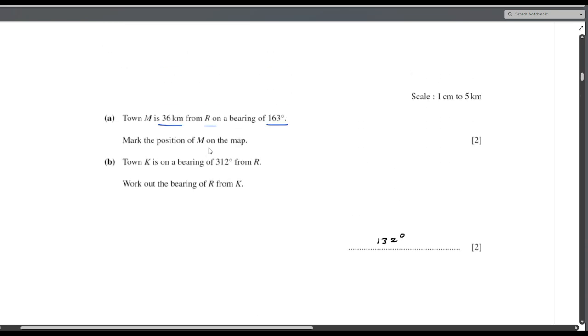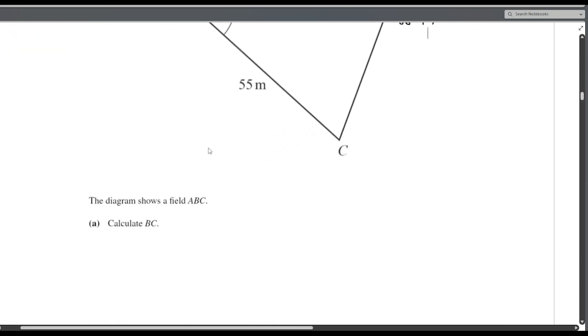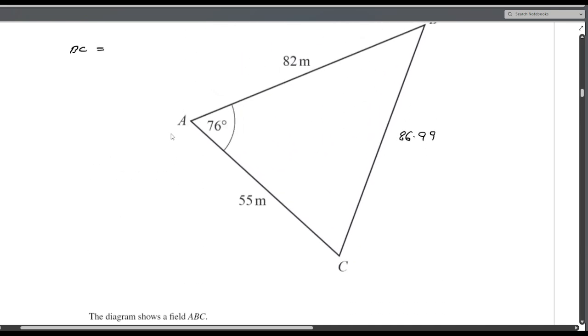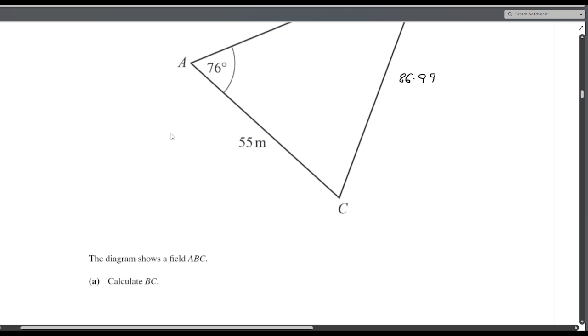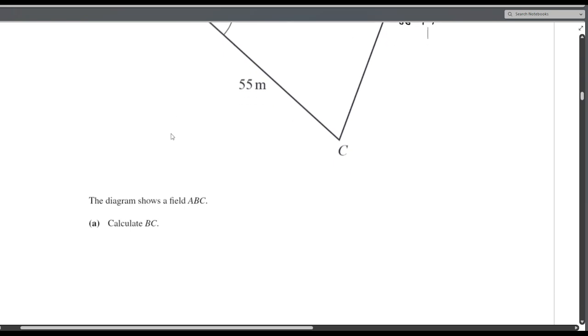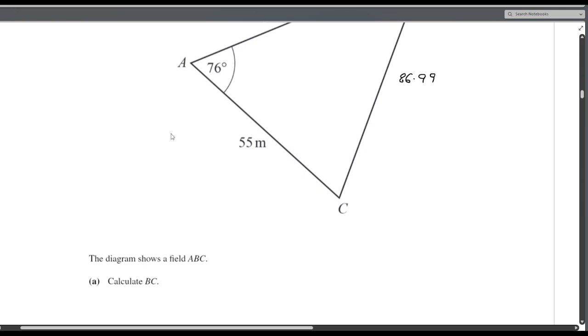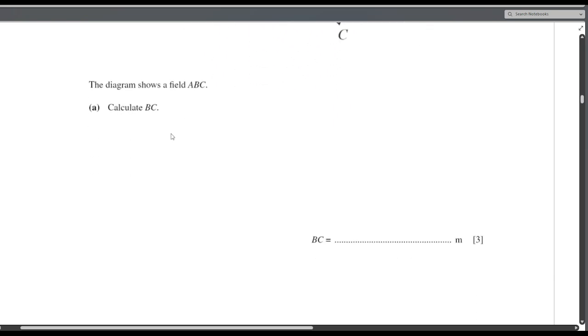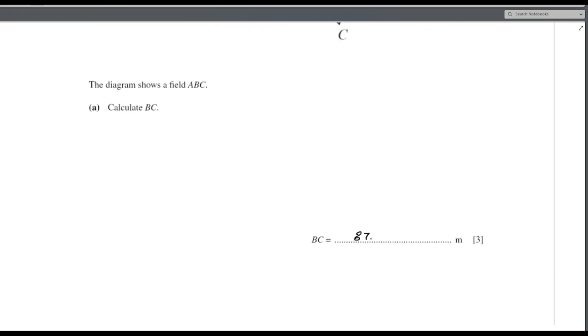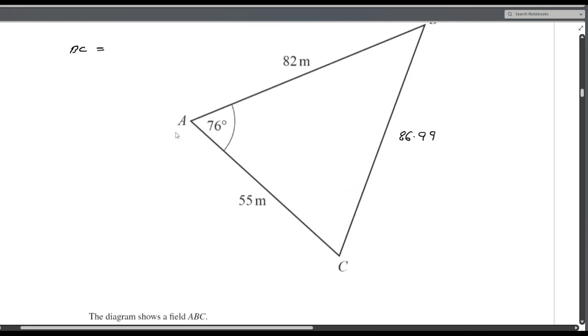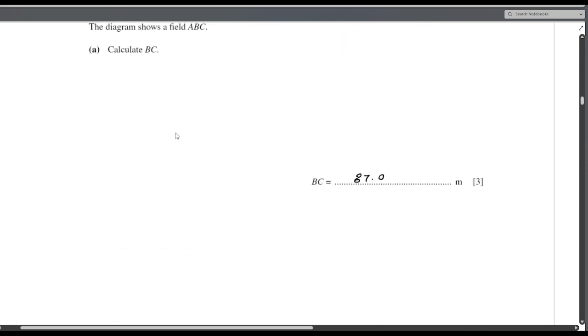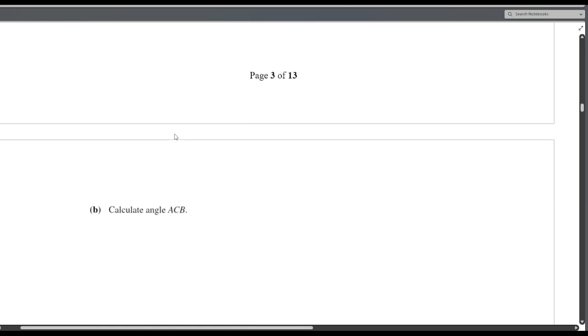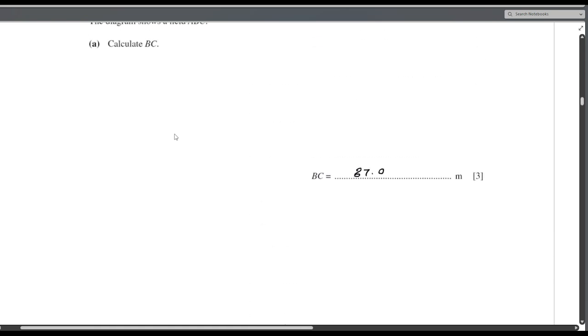Let us see whether the question is saying anything about rounding. As it is not saying anything, generally we write answers in three significant figures. So when you are writing in three significant figures, it will be 87.0. Rounded to one decimal place it becomes 87, but I am writing 87.0 to indicate that I am writing up to three digits. Now calculate angle ACB.